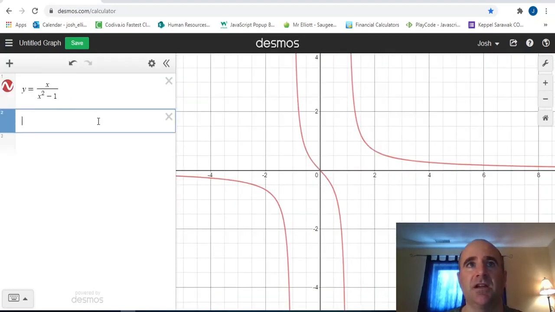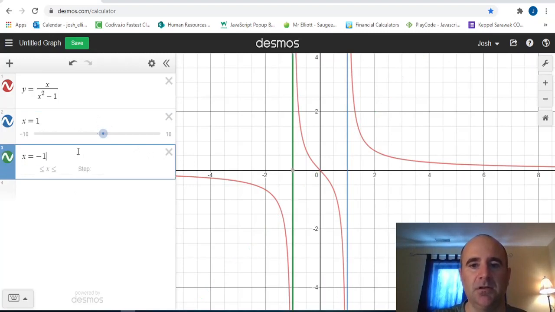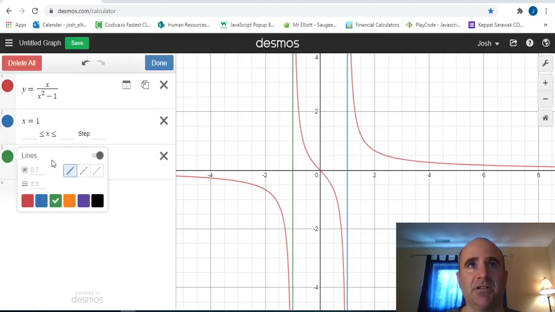If you want, you can actually graph that in Desmos as well: x equals 1 and x equals negative 1. I'm going to show those as dotted lines instead, they just look a little bit better.